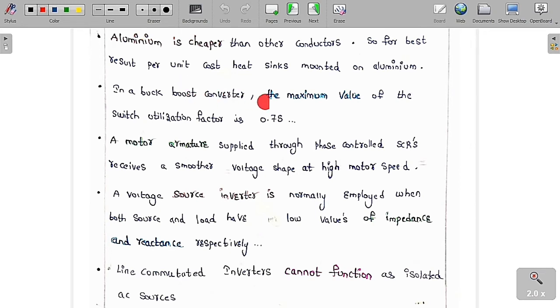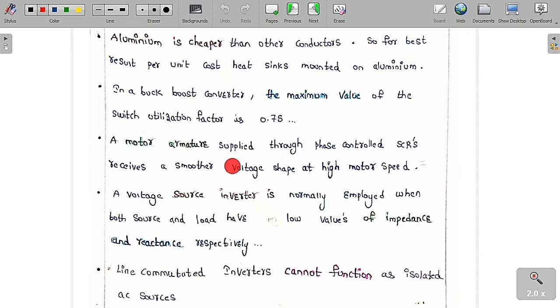In a buck boost converter, the maximum value of the switch utilization factor is 0.75.